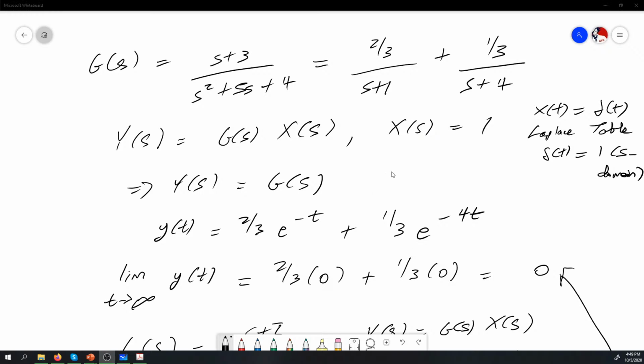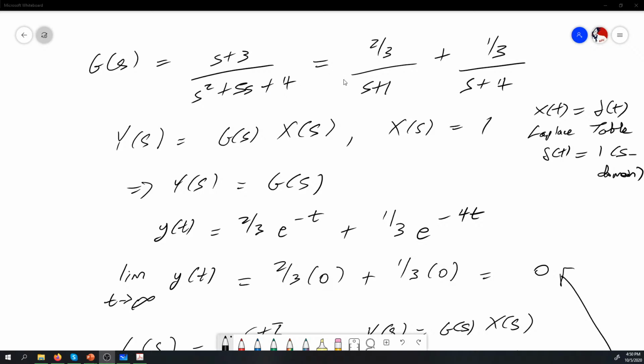Doing this in particular, because we need to obtain y of t here, we know Y(s) is G(s) X(s), and we're saying x of t, the input to our system, is just going to be a unit impulse. On the Laplace table, the Laplace transform for a unit impulse is just going to be 1. So X(s) here for any unit impulse will just be 1. So Y(s) here will just end up being G(s).